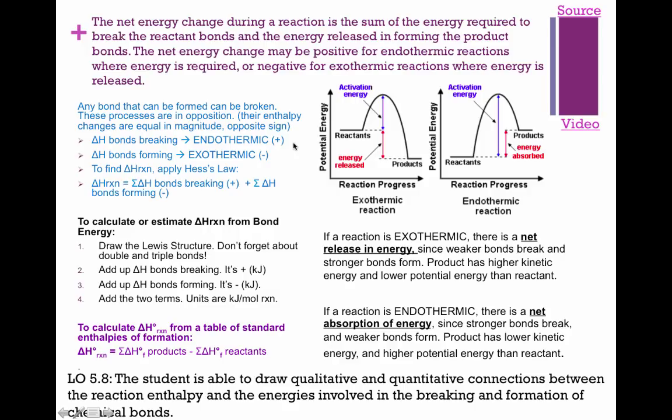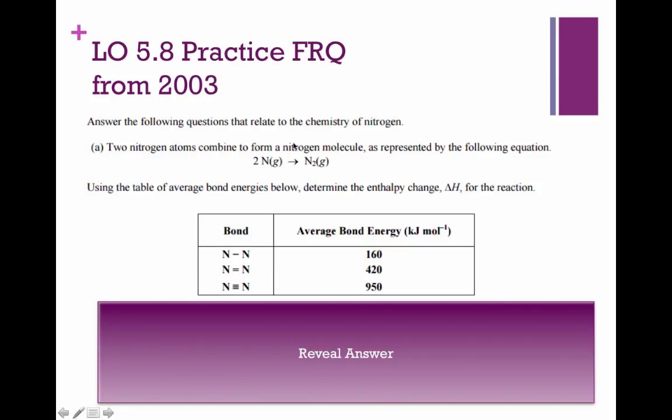Okay. So this one is from 2003. That's a long time ago. It says 2 nitrogen atoms combine to form a nitrogen molecule as represented by the following. Use the table of average bond energies below to determine the enthalpy change for the reaction. So we need to figure out delta H of reaction. So here's our equation. Here are bond energies.